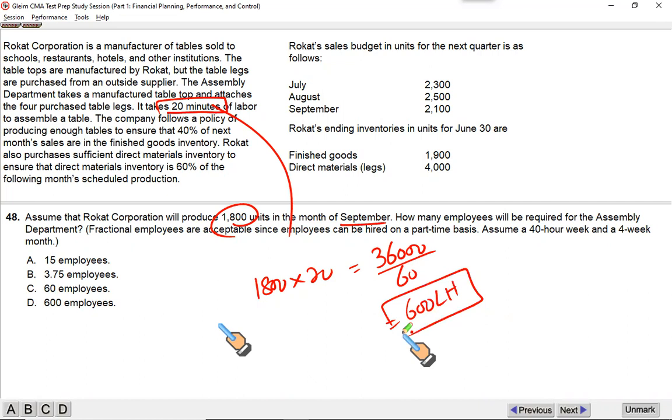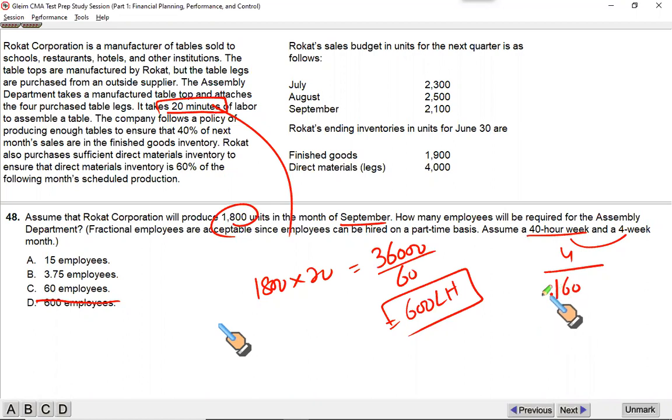So if the direct labor budget requires you to calculate labor hours, that's your answer: 600 labor hours. But this is not the right answer, employees. 600 employees is wrong. We need 600 labor hours. Let's see what an average employee can give us in a month. Since we have 40 hours a week and there are 4 weeks in a month, each worker can give us 160 labor hours.